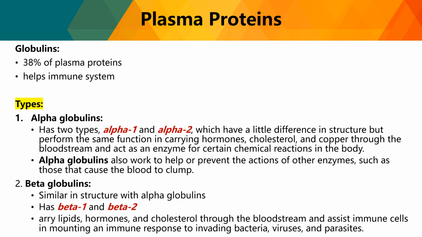And then we also have the second type, which is the beta globulins. This is similar in structure to the alpha globulins, but the difference is that they have beta 1 and beta 2. They carry lipids, hormones, and cholesterol through the bloodstream and assist immune cells in mounting an immune response to invading bacteria, viruses, and parasites.